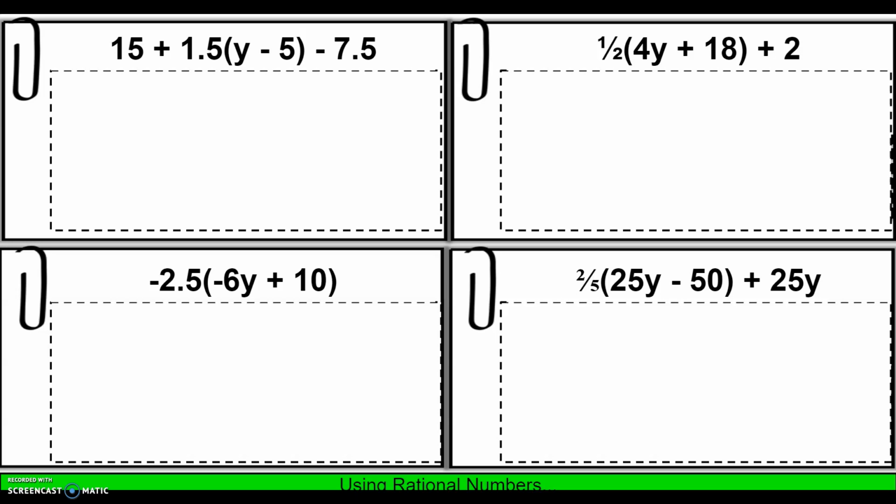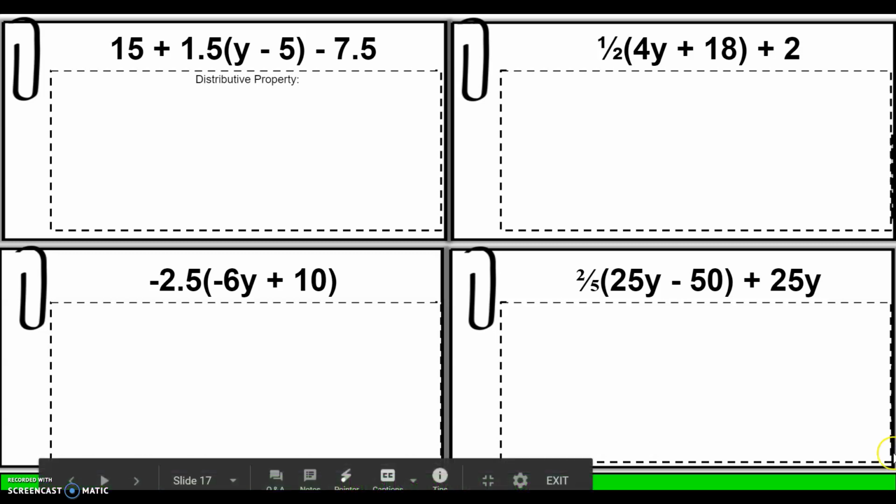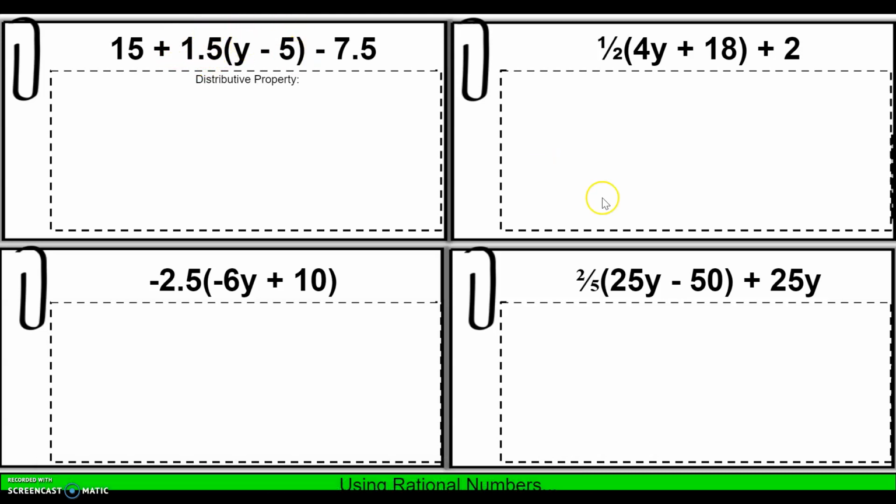So in the first one, we have 15 plus 1.5 times y minus 5 minus 7.5. That looks a little confusing, but the first thing you do is apply the distributive property. So what are we distributing? We're distributing this 1.5 into the y minus 5. That's what we're going to distribute first.